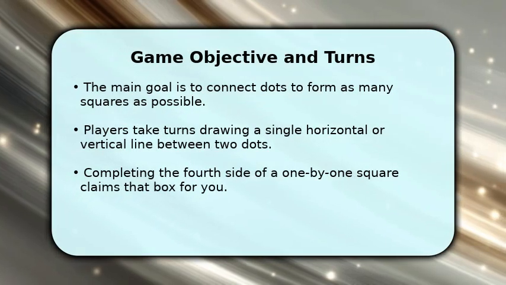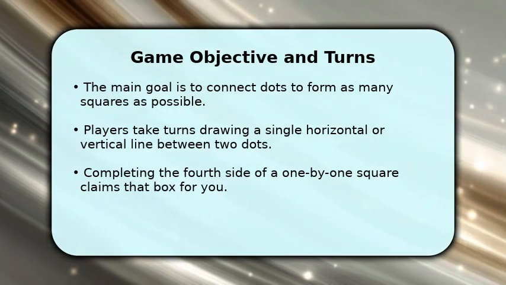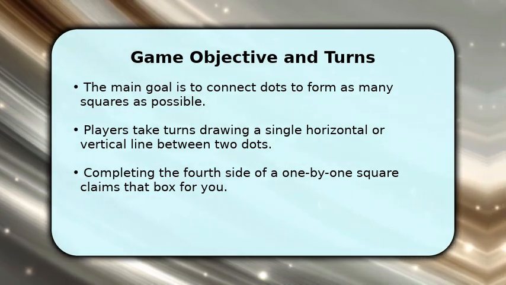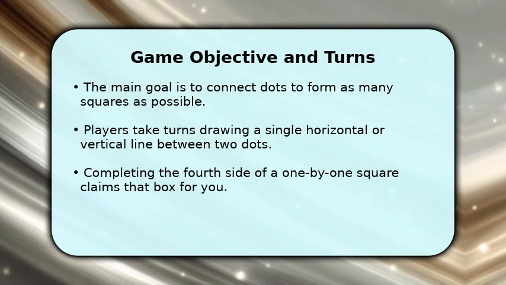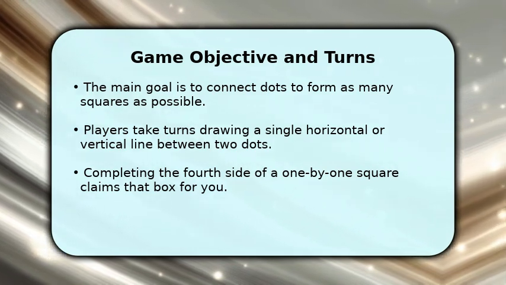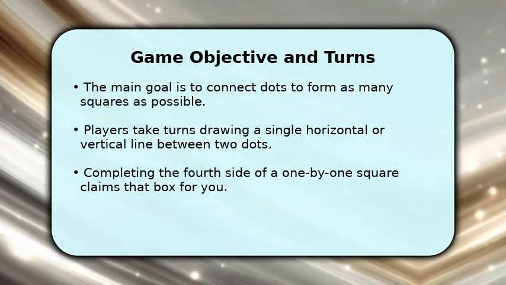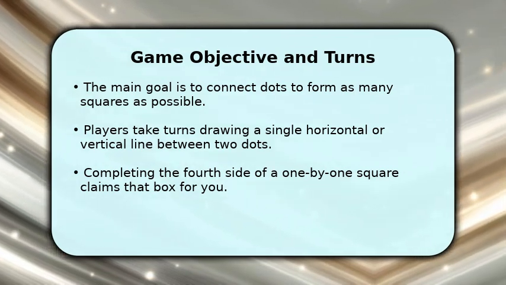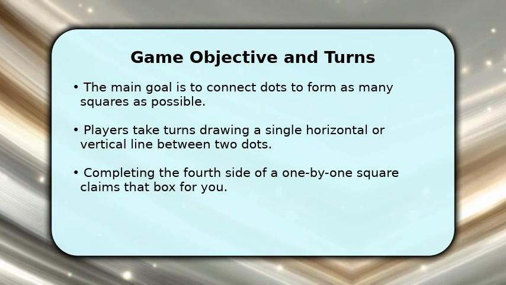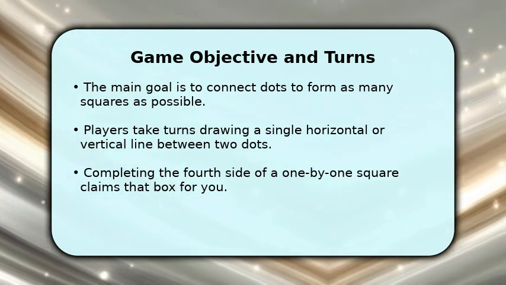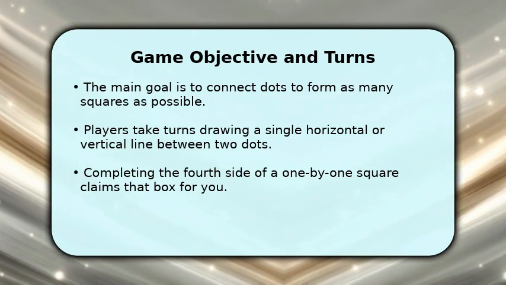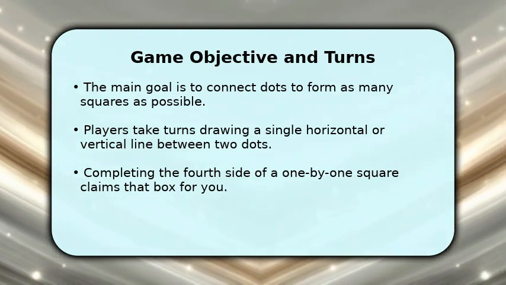The objective of dots and boxes is quite simple. Connect dots to form squares. Players take turns drawing a single line, either horizontally or vertically between two adjacent dots. When you draw the fourth side of any 1x1 square, you claim that box, and it will be marked with your color. A key rule is that completing a square also grants you an additional turn, allowing for strategic plays.